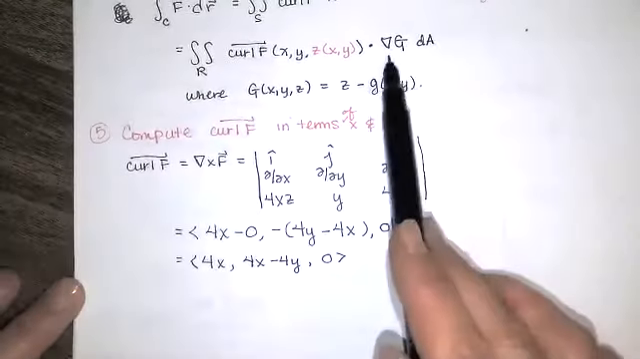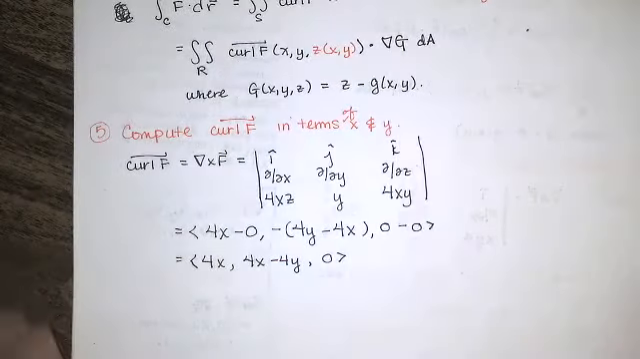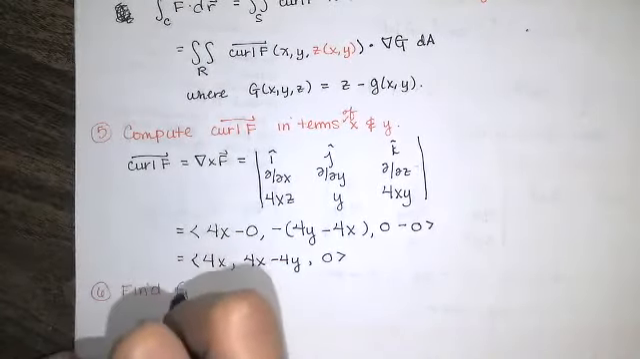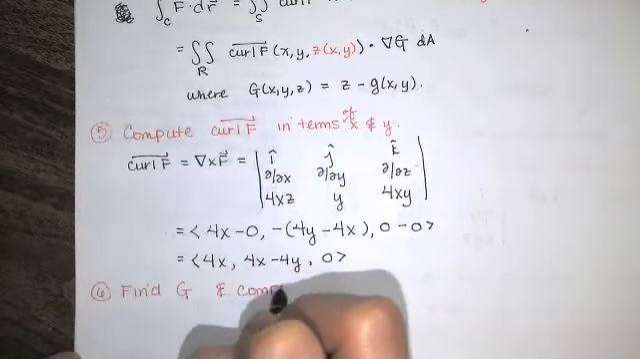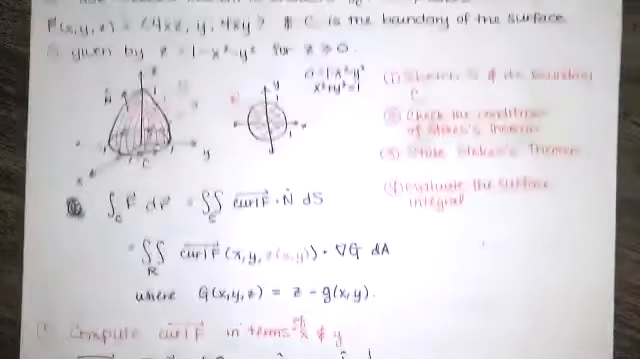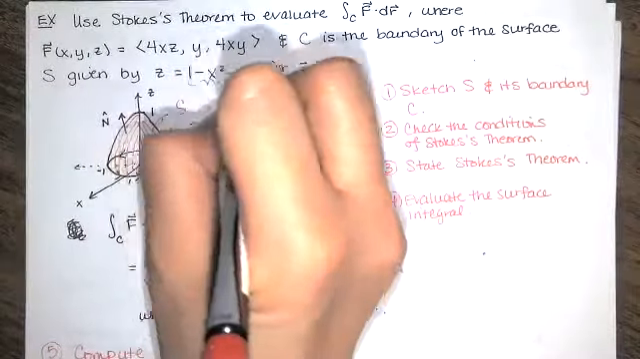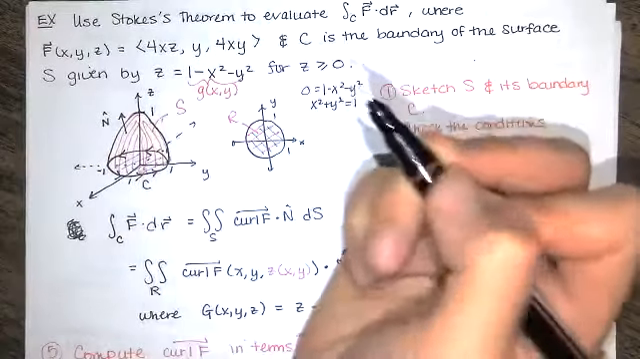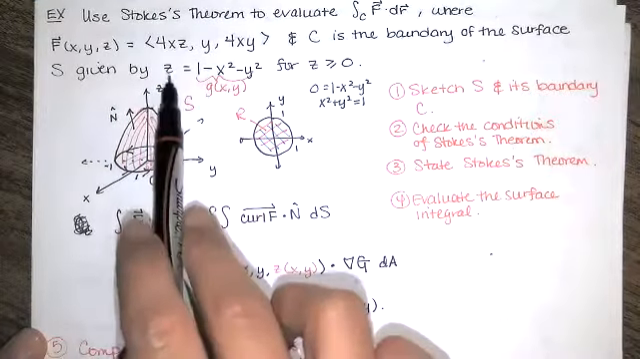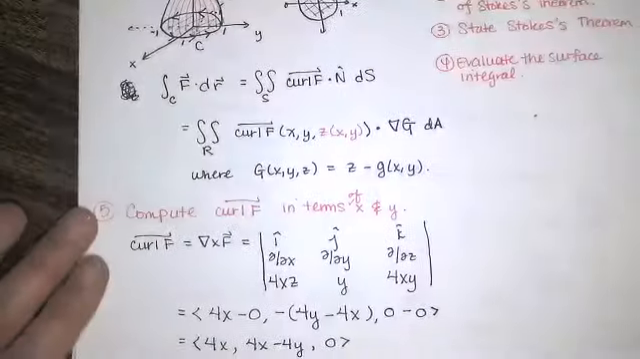Now we need the gradient of capital G. So we need to calculate G, and then we need to find its gradient. Now this was given to us. Our surface S is given by z equals 1 minus x squared minus y squared. So that's little g. We find capital G by subtracting this function from both sides. So we're setting this equal to 0 and making sure our z is positive. It's raised to the first. That just means the normal vector will be pointing up when we're done.